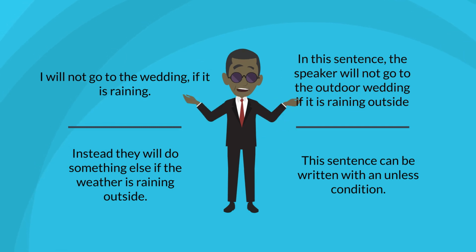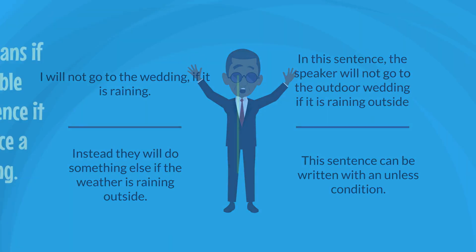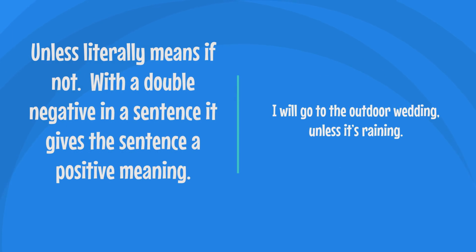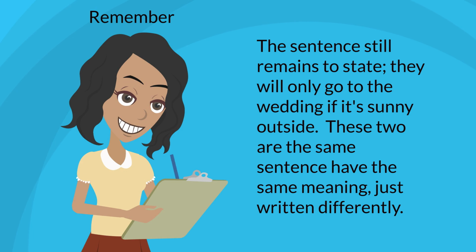This sentence can be written with an unless condition. Unless literally means if not. With a double negative in a sentence, it gives the sentence a positive meaning. I will go to the outdoor wedding, unless it's raining. The sentence still remains to state, they will only go to the wedding if it's sunny outside. These two are the same sentence, have the same meaning, just written differently.